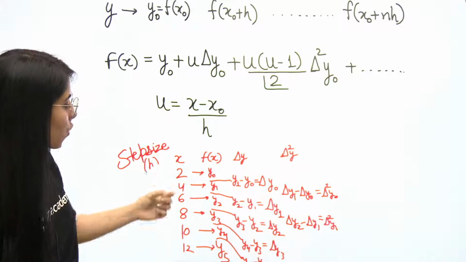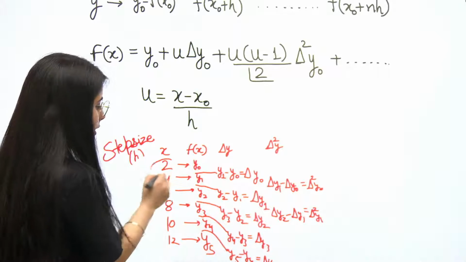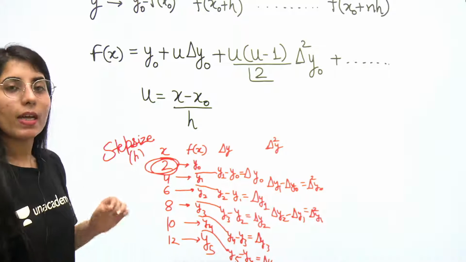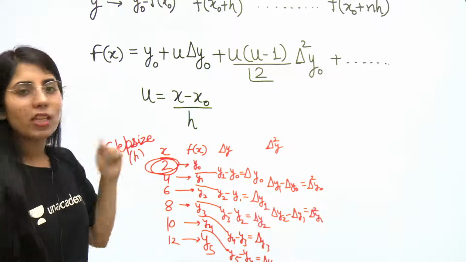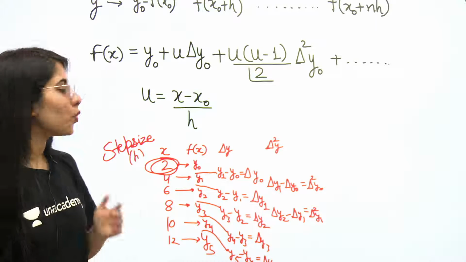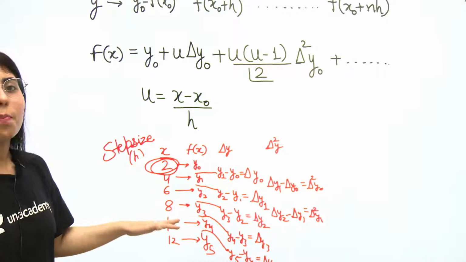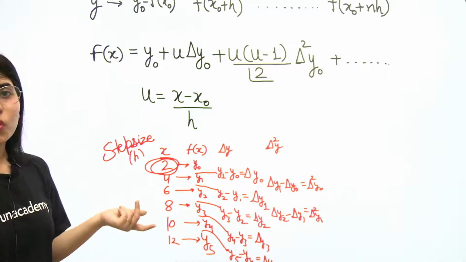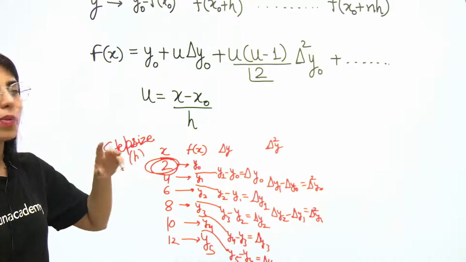x minus x0. x0 is the initial, the first value of x which has been given to you. x0 means the first value of x that you will write here, upon h. What is h? I have already told you, that is the step size. Here it was 2 in this example, and as per the question given to you, you will check the step size, put its value here and proceed further.